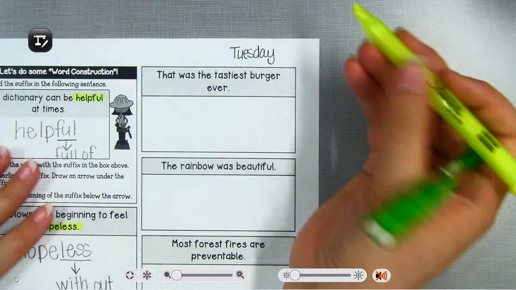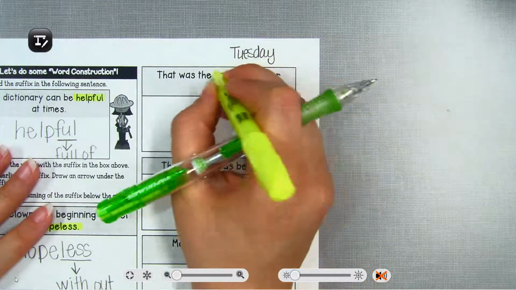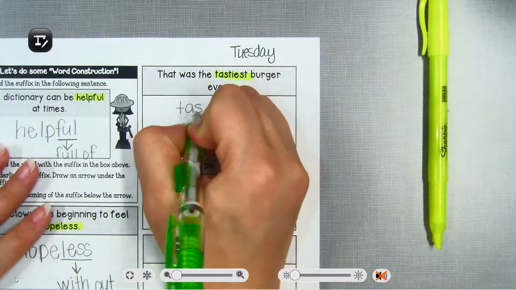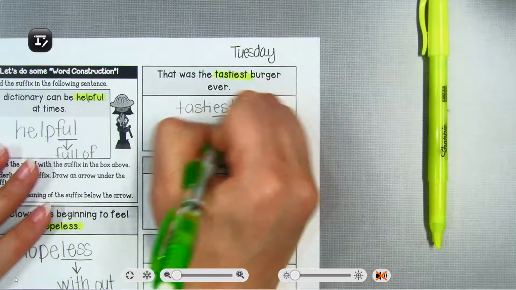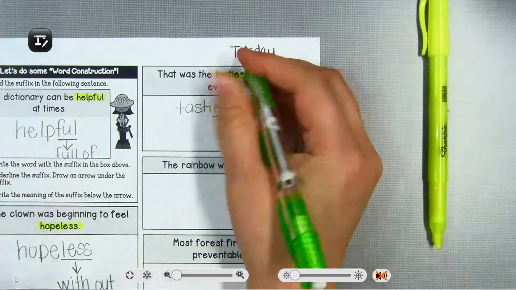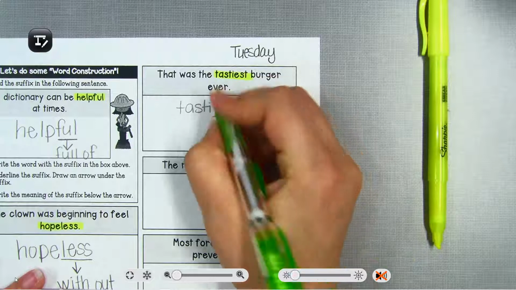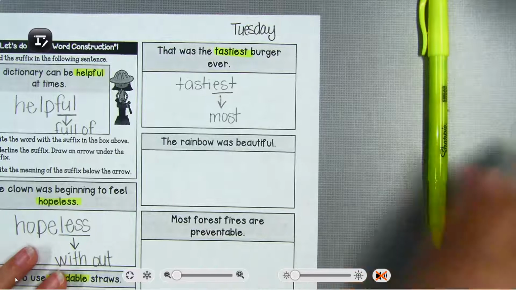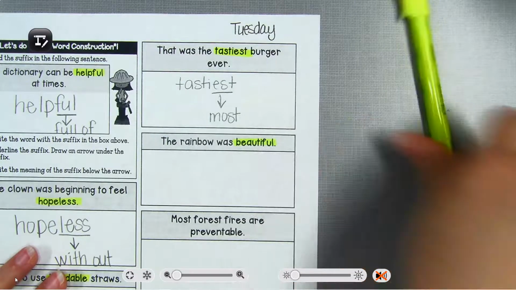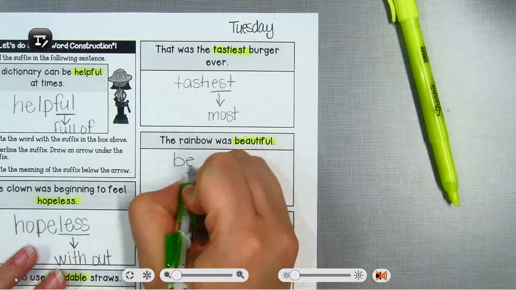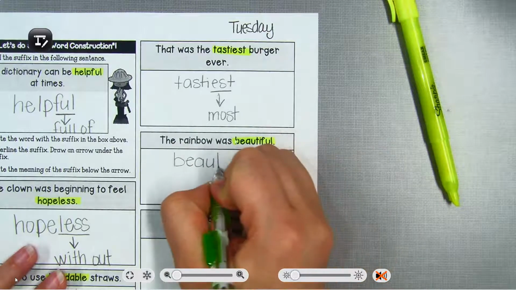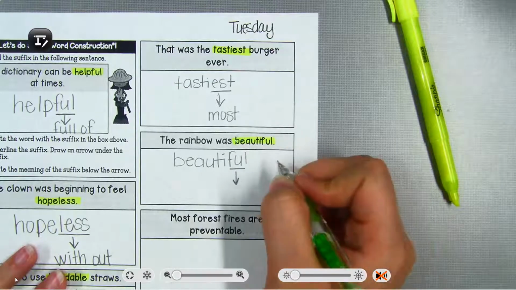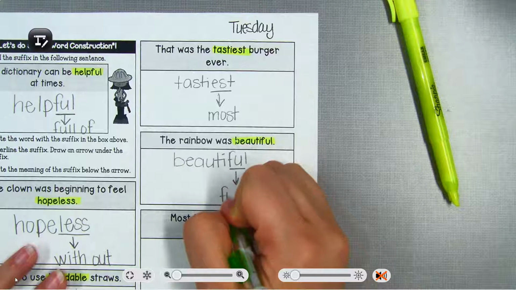Let's do another one. That was the tastiest burger ever. So tastiest is our word that has a suffix. Est means most. The rainbow was beautiful. So full. That means full of.